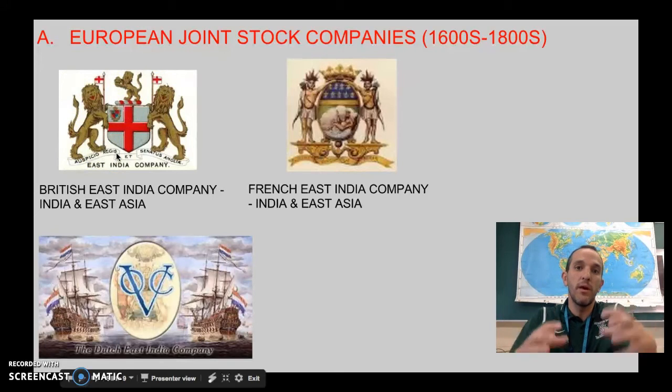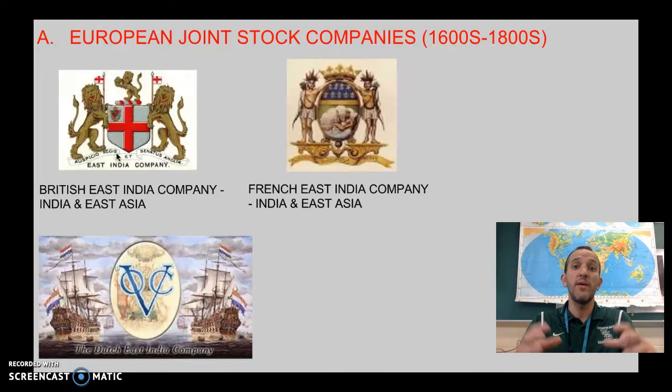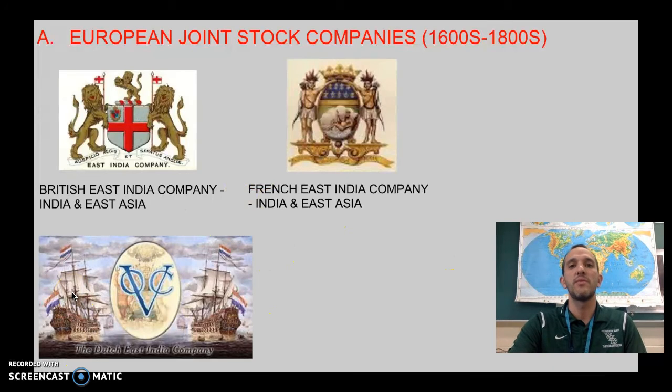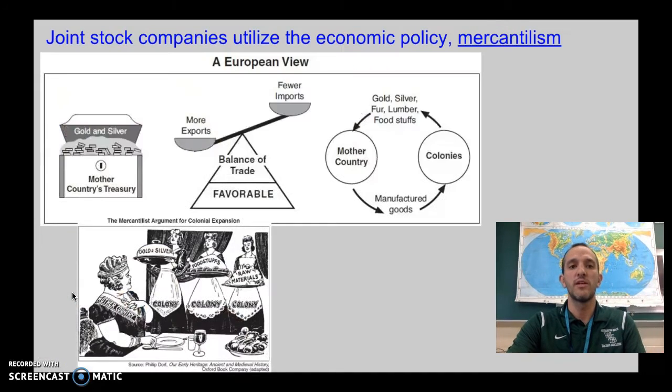And they pull their money together. If this company makes money, their investors get paid part of that money. If they lose money, the investors are out. This is the British one, but there was a French East India Company, there was a Dutch East India Company, and everyone's getting involved with this same idea of: how can we make as much money as possible?